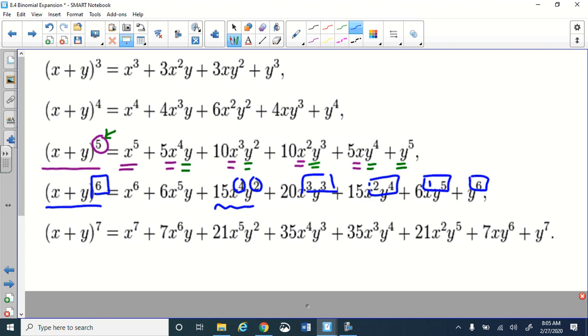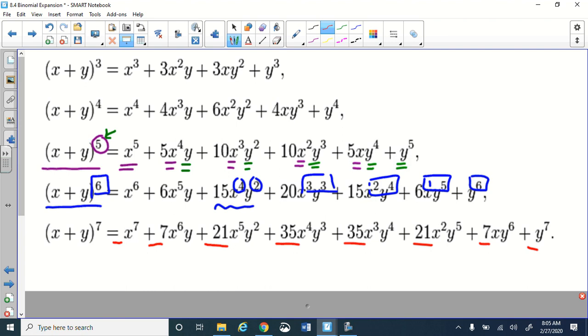Students also noticed that there was a symmetry to all the coefficients. When they looked at the coefficients, they saw the first and last were always 1. And then the second and the second to last were always the same, in this case 7, right? So there's this symmetry going on, and we'll talk about that symmetry with the coefficients later.